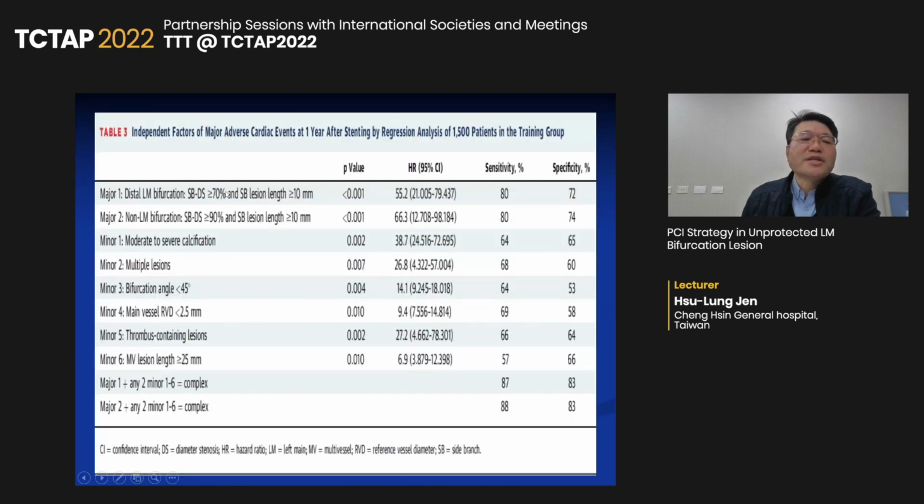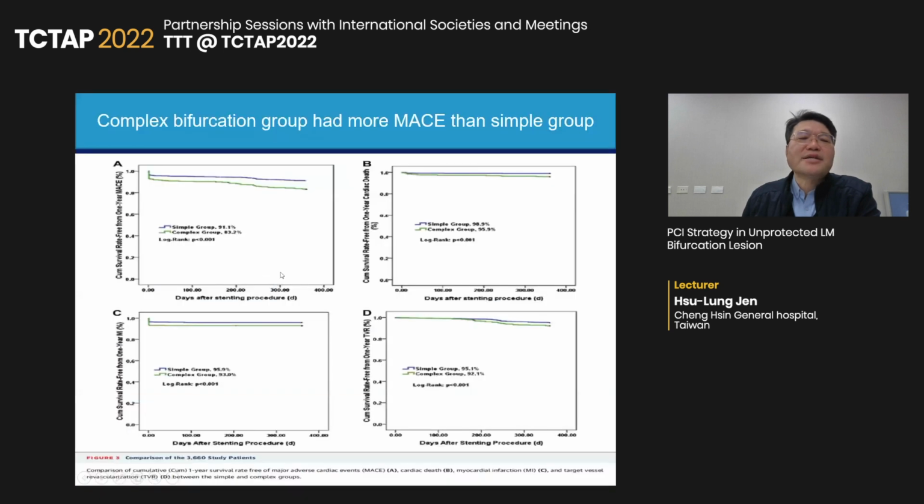So the major criteria are left main bifurcation with side branch diameter stenosis more than 70% and lesion length more than 10 millimeters, and the minor criteria include calcification, multivessel disease, angulation, and thrombus burden. So if we compare one major and two minor criteria, then we say it's a complex bifurcation lesion. And the complex bifurcation also shows a high incidence of MACE compared with the simple lesion.